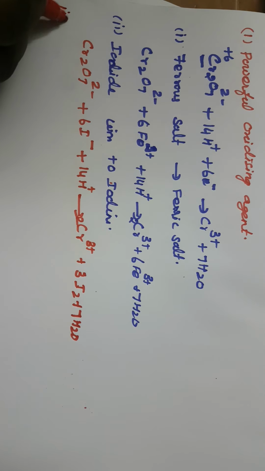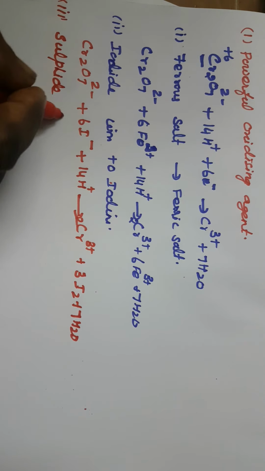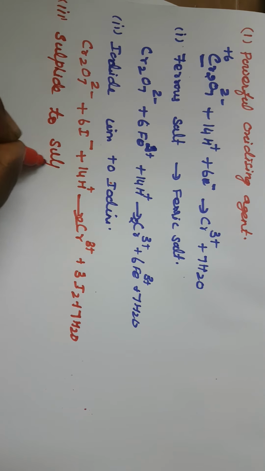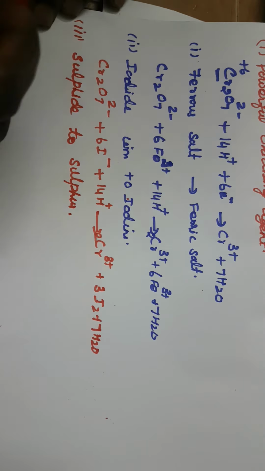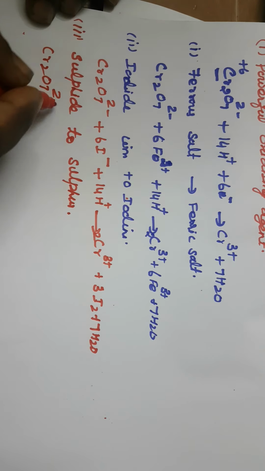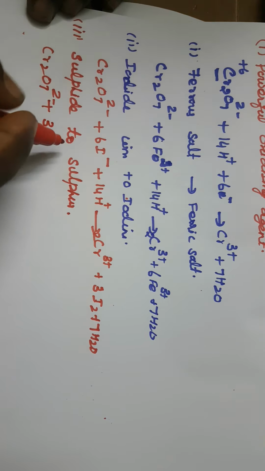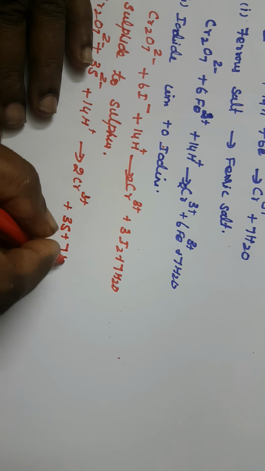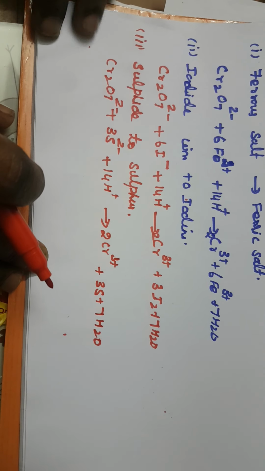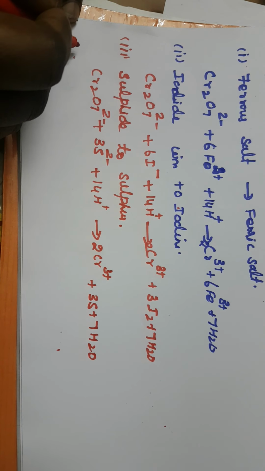Next one, sulfide to sulfur. How will sulfide be converted to sulfur? It is the same: Cr2O7 2 minus plus sulfide 2 minus, everything reacting under acid medium. So here 2Cr3 plus, the sulfur, then H2O. So this is another one. Sulfide is converted into sulfur.